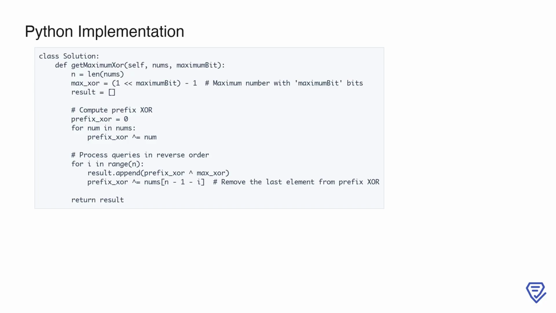4. Return result. The result list, which stores answers to the queries in reverse order, is returned as the final output. Complexity. Time complexity, O(n), since we iterate through the array once to compute the prefix XOR and then another time to process the queries. Space complexity, O(1), as we use a few variables and the result list for storage. This approach is efficient and ensures that the solution meets the constraints of the problem.